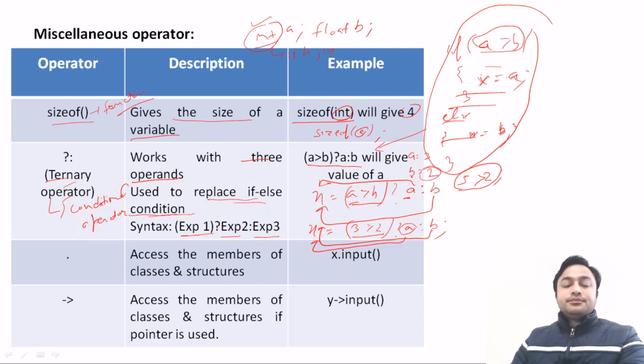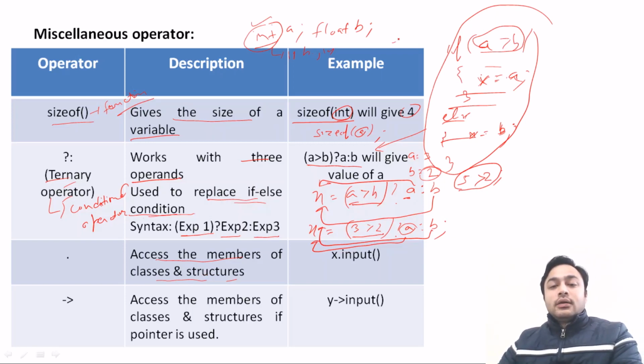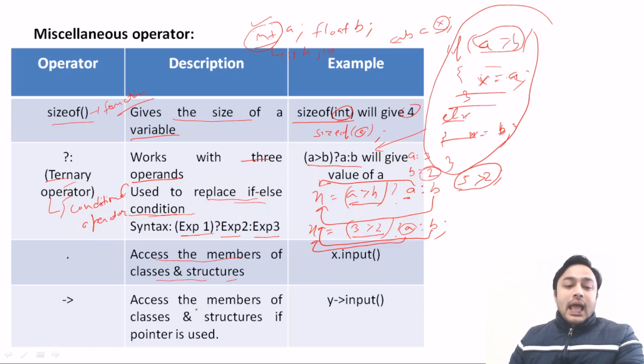that is 2. Now this is the dot operator, which is used to access the members of classes and structures. In the void main function, we can create an object of the class, like ABC is a class name and the object is x. Now this x object will access the members of the class by using dot. So this is a function that is defined in a class or in a structure.